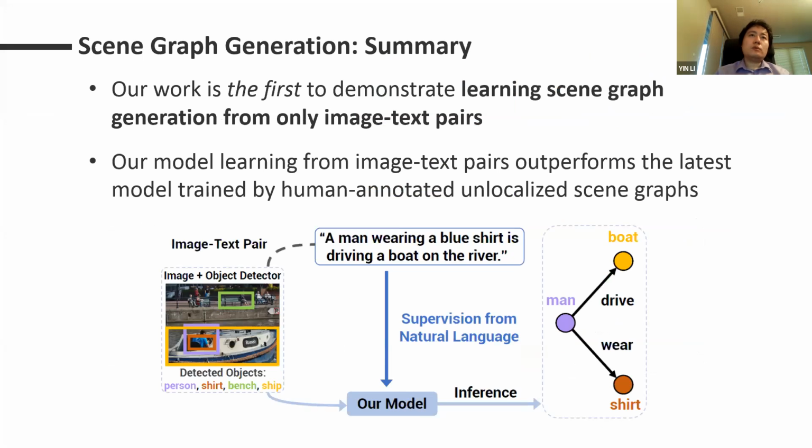Quick summary. We present the first work to demonstrate learning SIMGRAPH generation from only image-text pairs. And our model outperformed the latest model in the weakly supervised setting and this language supervised setting. A quick summary of our setting: during training, we only have access to images and their language descriptions. We assume we have additional access to an object detector. During testing, we have the image and the object detection results. Our goal is to generate the SIMGRAPH at this time.